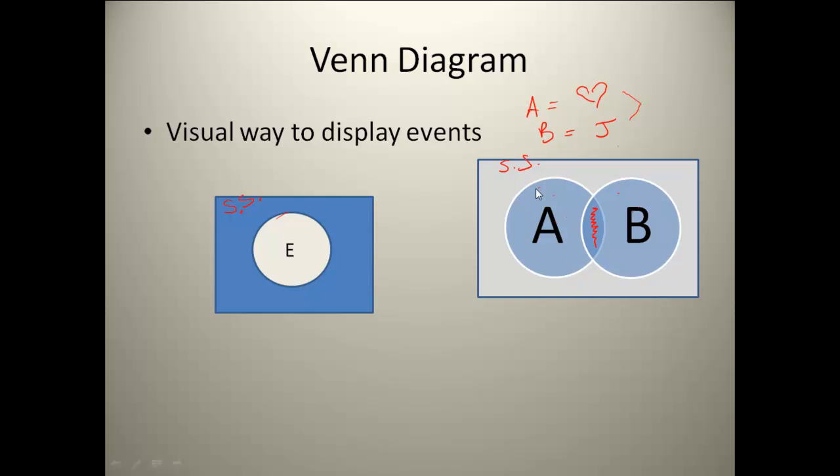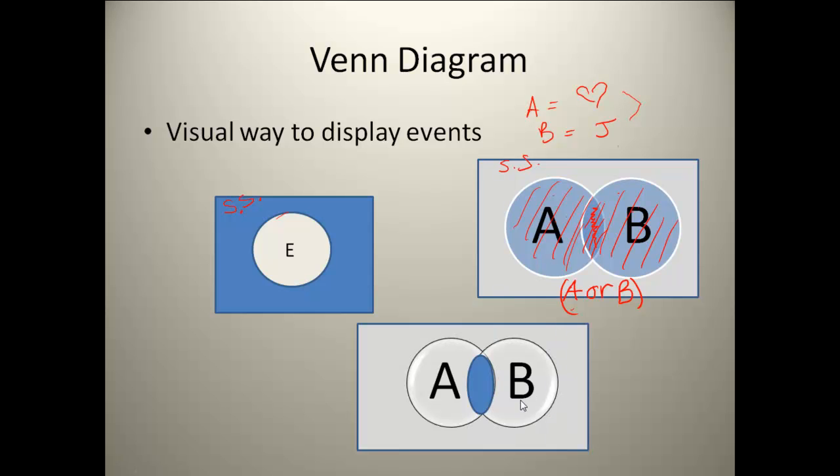Now if I'm talking about a heart or a jack, then we're talking about an OR probability. So this would be an example of A or B, because I could be A and I could be B. Keep in mind with statistics, when you have an or probability, it's not one or the other. It can also be both. So this overlapped area is also included in our or probability.